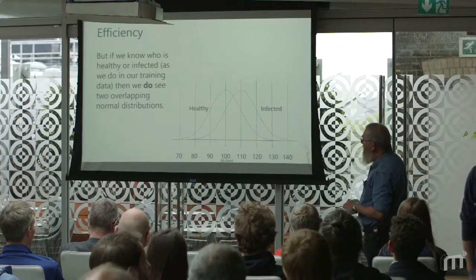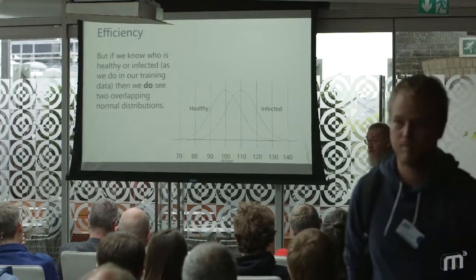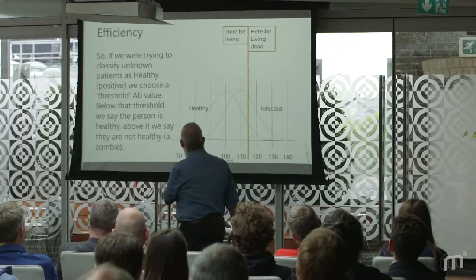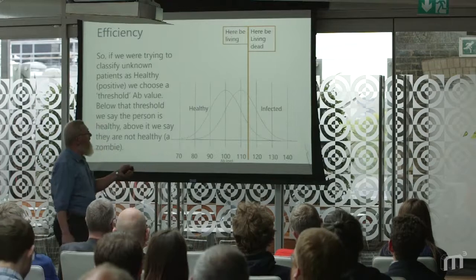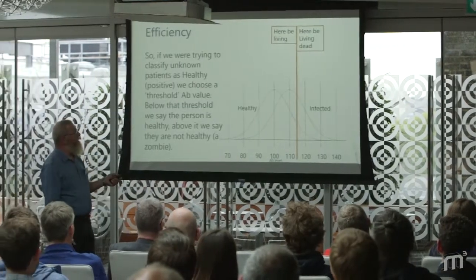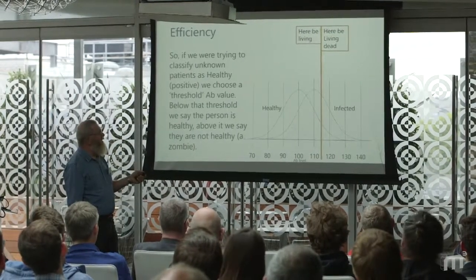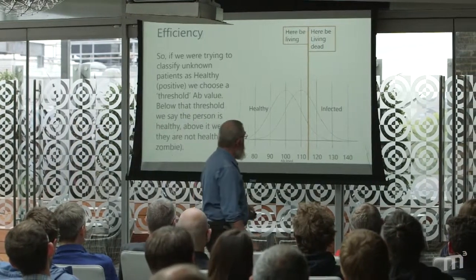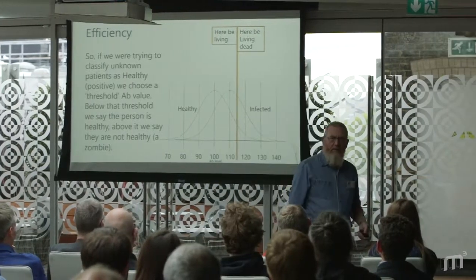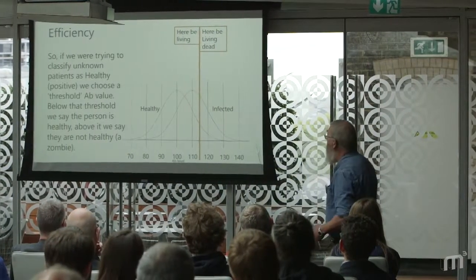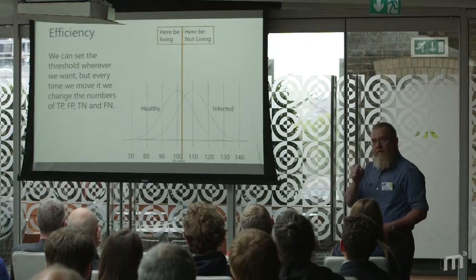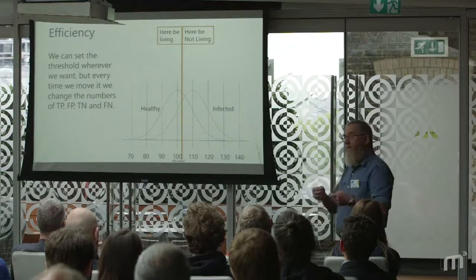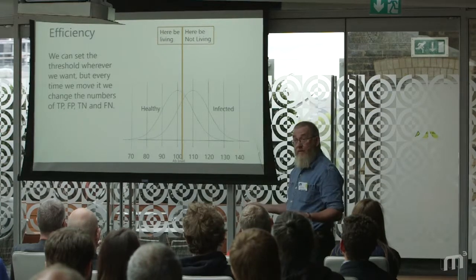So if we know who's healthy and who's infected, then we're going to see two overlapping curves. So, okay, I'm going to put a stake in the ground. I'm going to say everybody above that antibody level is about to join the living dead, and these guys are going to be healthy. They are healthy now, and they're going to be fine. And you think, well, I wouldn't put the stake in the ground there. True, okay, where are you going to put it? Because wherever you put it, what you're going to be doing is changing the balance of true positives, true negatives, false positives, and false negatives, because that's what's going to happen.